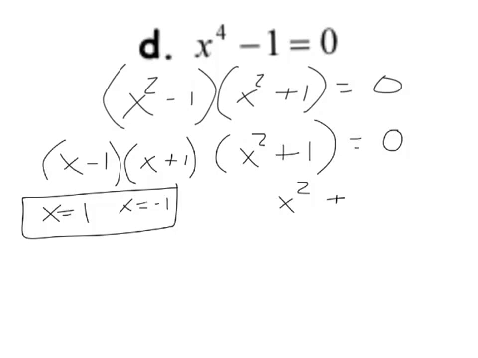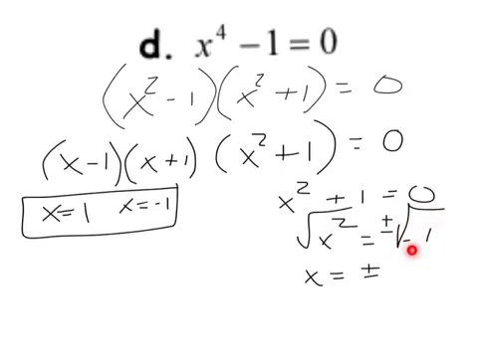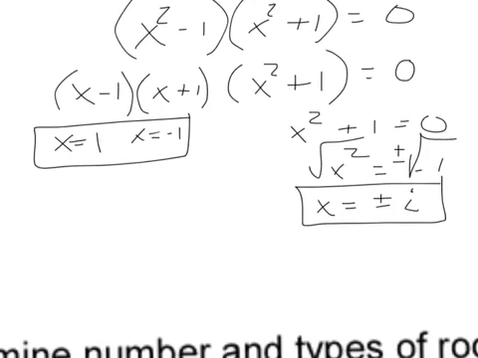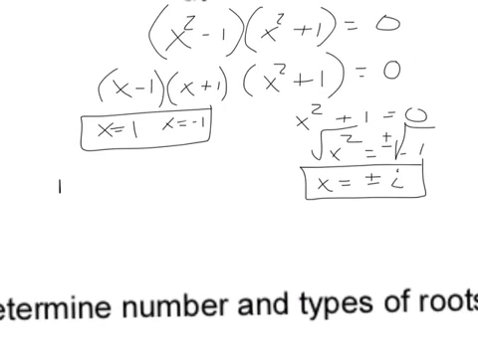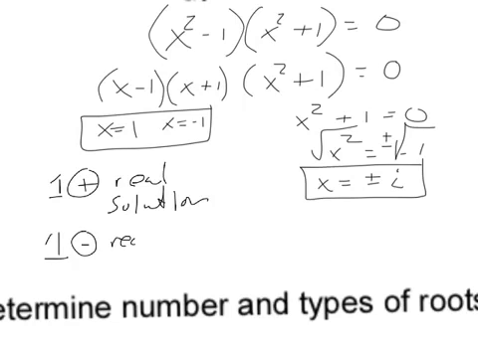This one takes a little bit of work. Take the square root of both sides, you get a plus or minus, you get x equals plus or minus, and the way you write the square root of -1 is just i. So for this one, we have one positive real solution, one negative real solution, and two imaginary solutions.